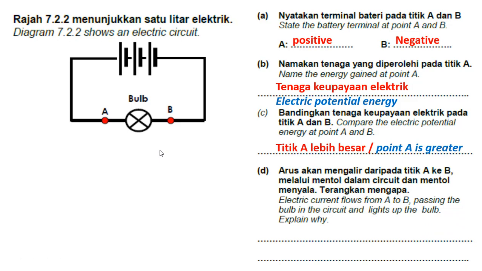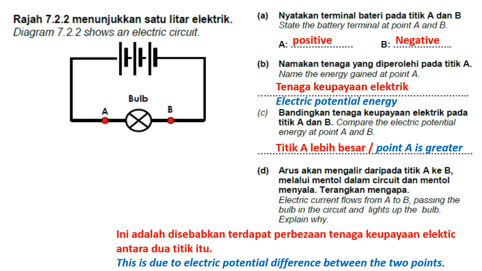Electric current flows from A to B, passing the bulb in the circuit and lighting up the bulb. Explain why. This is due to the electric potential difference between the 2 points. A is higher than B. So when it's higher, the current flows from A to B.